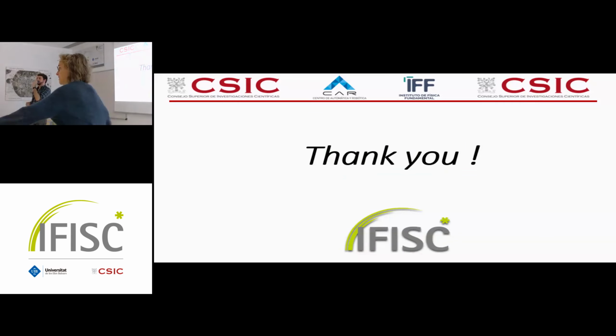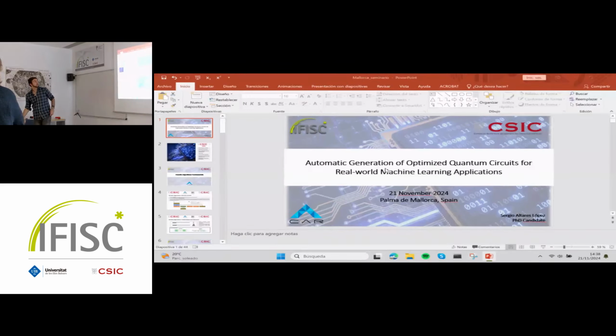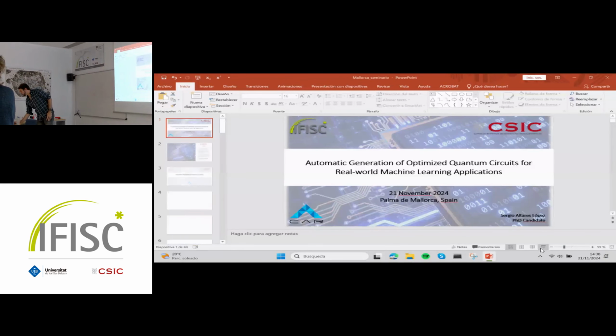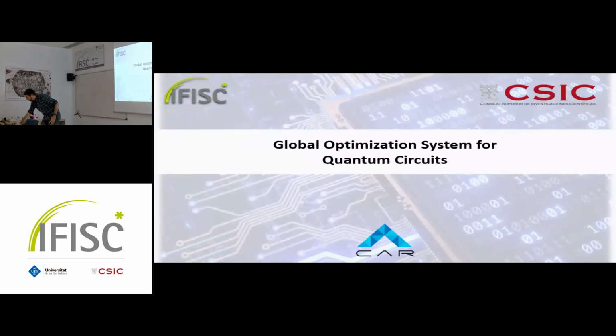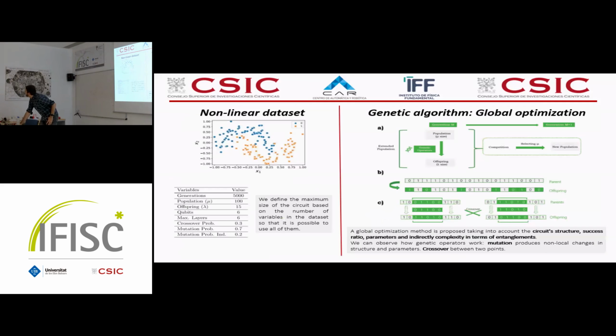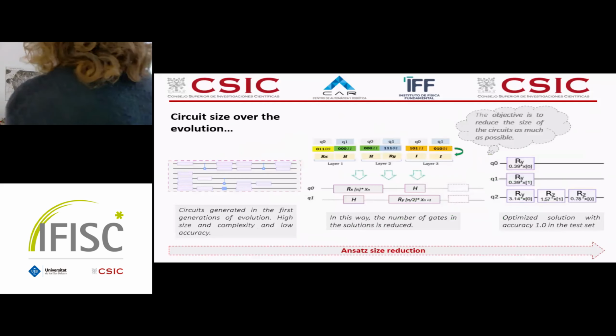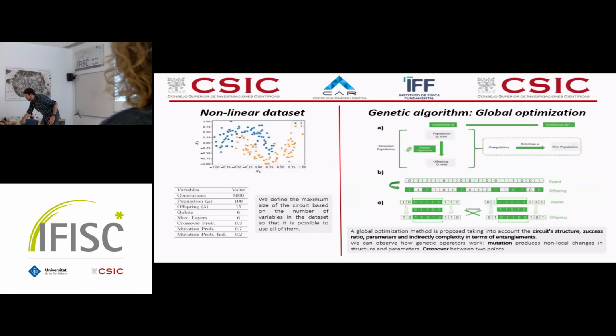Yeah, I have one question. For the data, how do you generate your genotypes? How do you translate the data, for example image data, to those? Or in this nonlinear data set, how do you generate the genotype here?